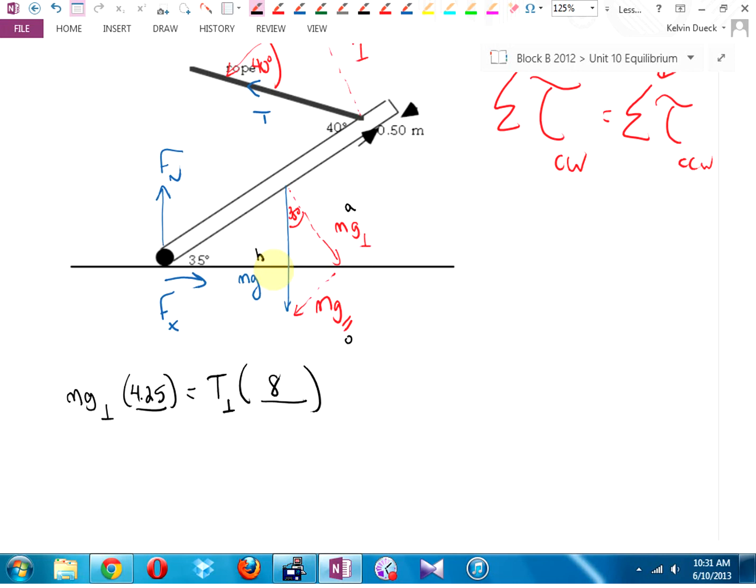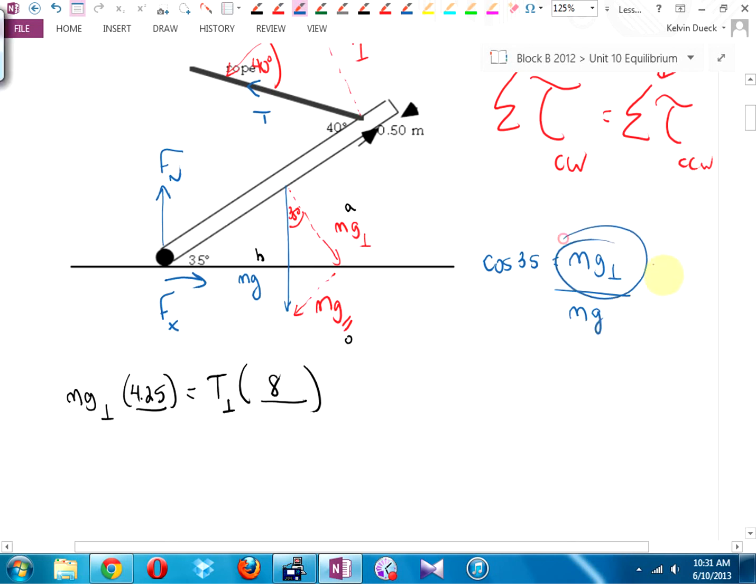Cos. I'm going to have cosine of 35 equals perpendicular over mg. I could cancel out the m's. I don't want to because I want to actually keep my m in my equation, so don't cancel out the m's. What I want is to get this by itself. How would I get that by itself?